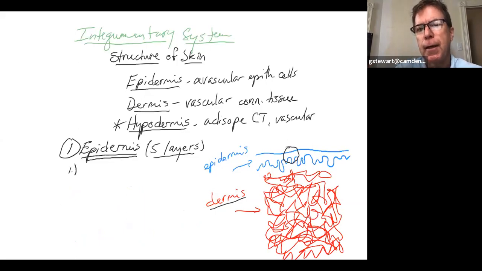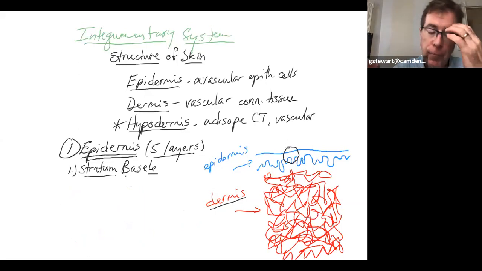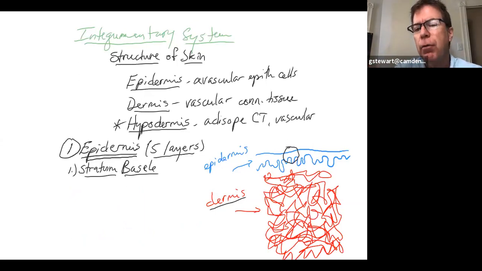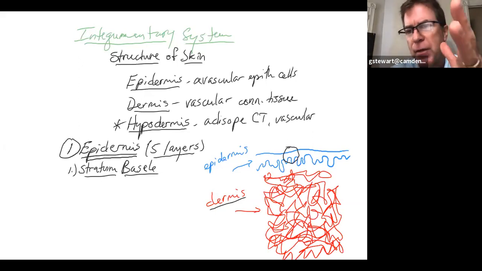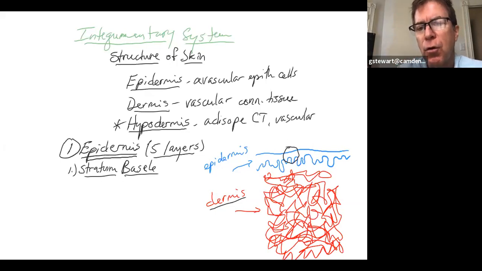So the first one is called the stratum. Stratum just means layer. Stratum basale. So this means base layer, B-A-S-A-L-E. This is a very thin layer. It's really only 1 to 2 cell layers thick. Most books say 1 cell layer thick. Doesn't matter, the 1 to 2 or just 1. But let's just take some notes. This is the deepest layer of the epidermis, not of the skin, just of the epidermis. 1 to 2 cell layers.